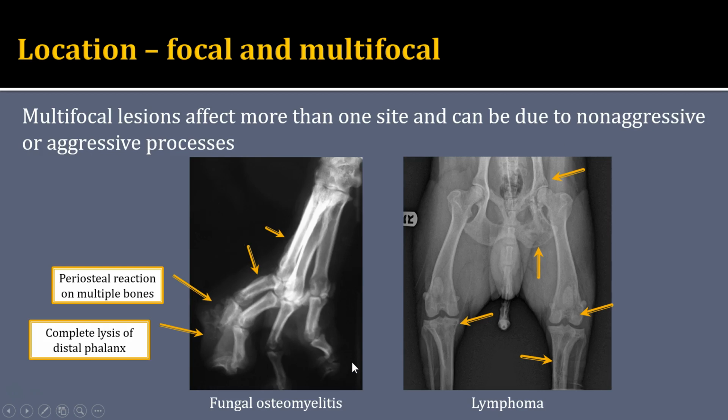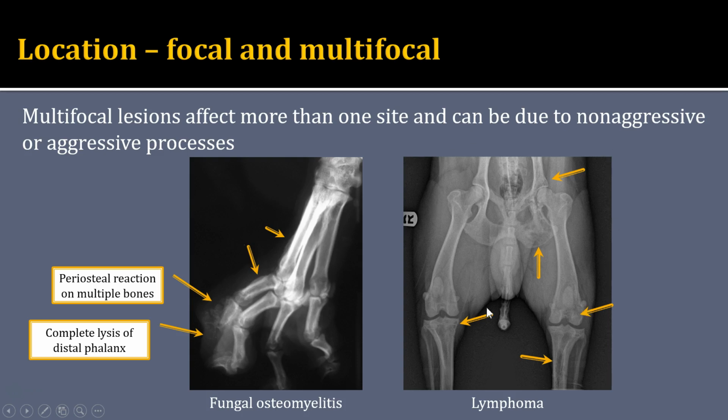Multifocal lesions will affect more than one site and as well can still be due to either non-aggressive or aggressive processes. However, in these two patients, they're a little bit more aggressive processes. So this is a metatarsus and digits of a dog, and in this patient we see periosteal reaction on a middle phalanx and a proximal phalanx as well as a metatarsal bone, and complete lysis of the distal phalanx. This is a patient that has fungal osteomyelitis affecting multifocal sites.